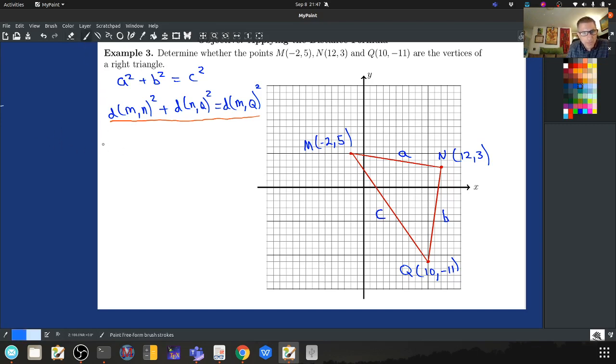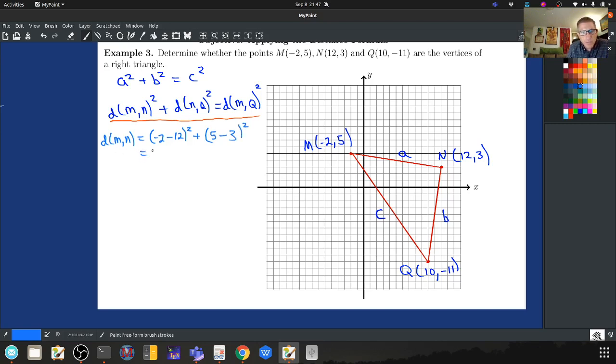When M and N are points, the distance between M and N squared is equal to the difference in their x values: one x value is minus 2 and the other x value is 12, squared, plus the difference in their y values. One y value is 5 and the other is 3, squared.